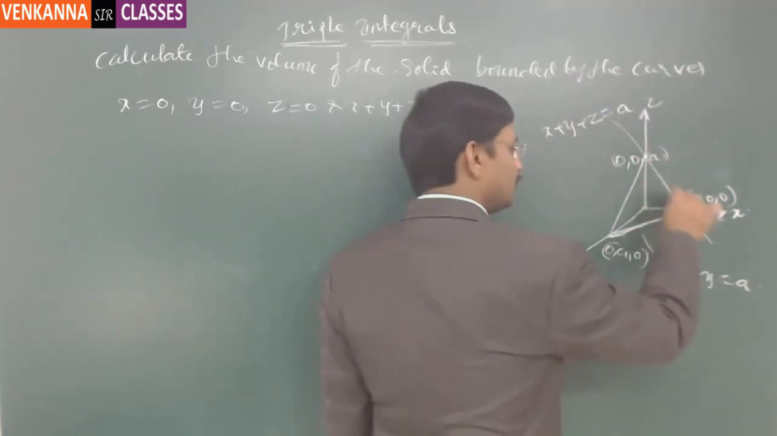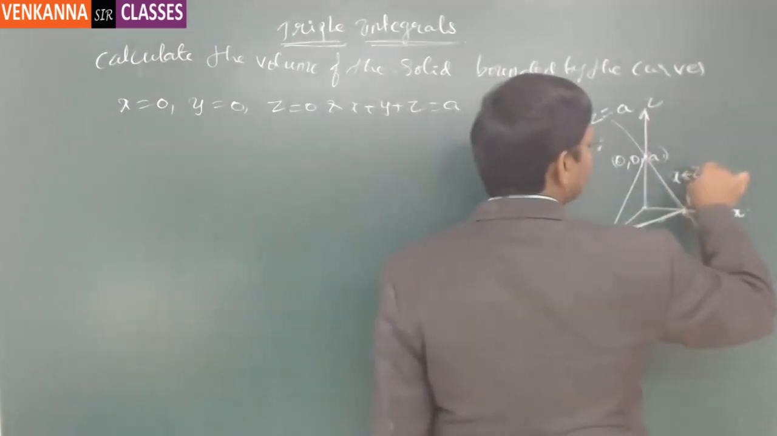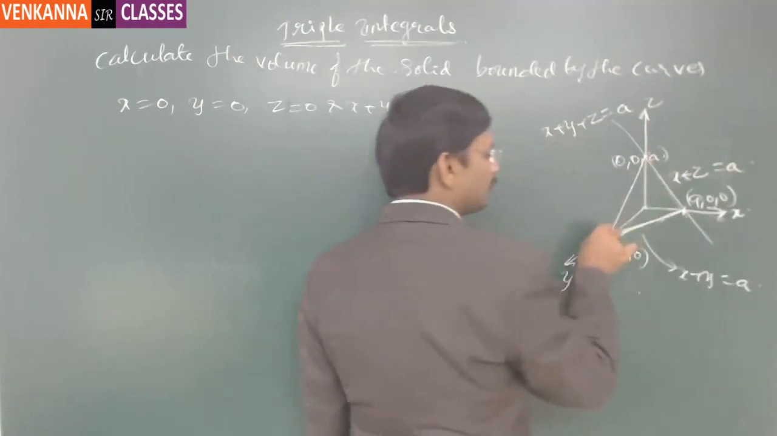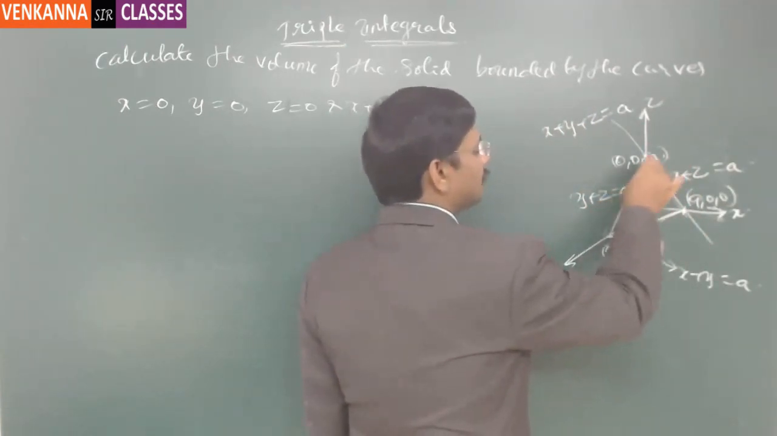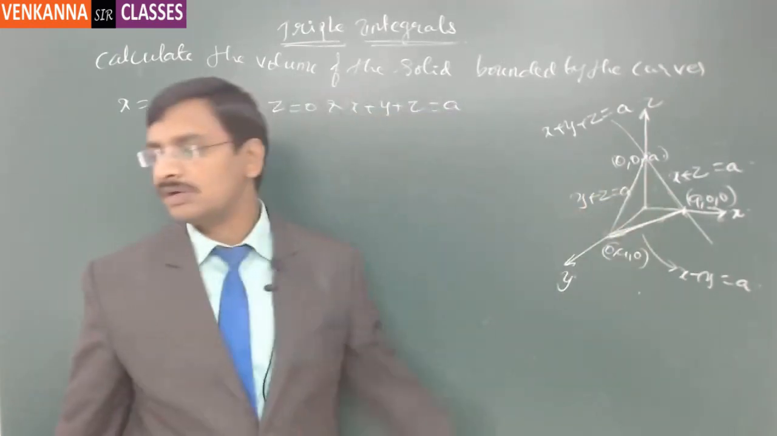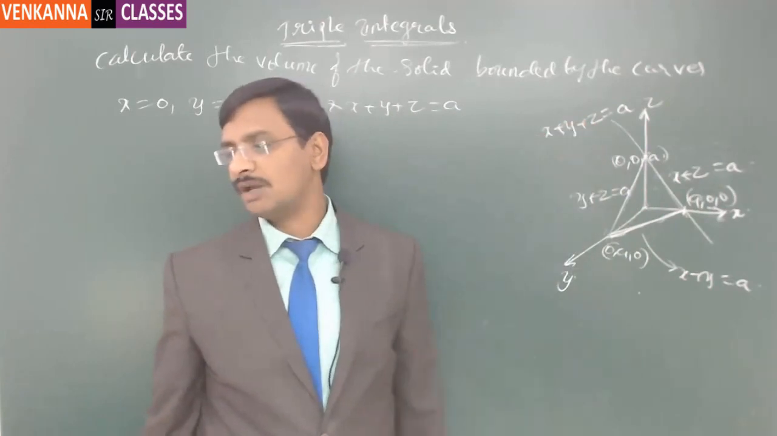Now if I want this line, then y is equal to 0. That means this is the line x plus z is equal to a. And if I want this line, that is x is equal to 0, then y plus z is equal to a. This is the straight line. So if you want any straight line in 2D, you will be able to find it by making the corresponding value 0.